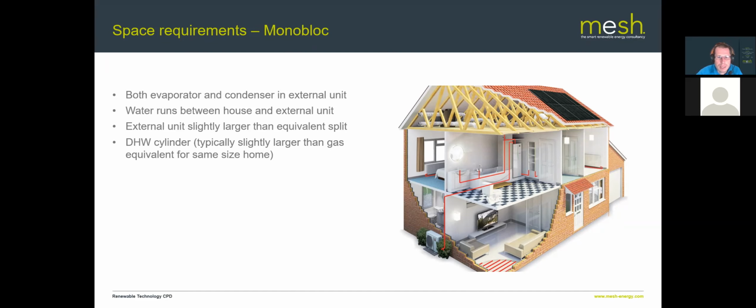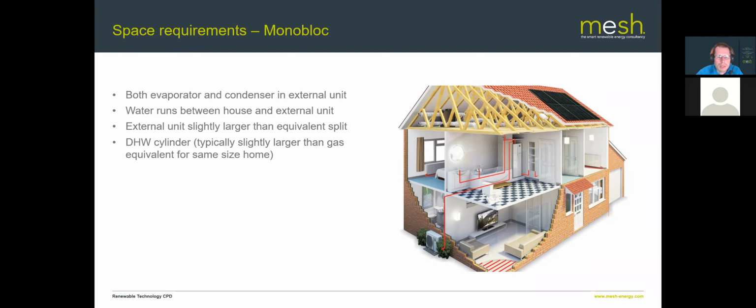The other thing to note is that because it's hot water running between the heat pump and the house, you can't site a monoblock quite as far away from the home as you can with a split system. So I'd probably say limit it to around 20 meters at the most from the house. So still a reasonable distance, and certainly more than enough to deal with any noise issues. But some people do like to tuck their heat pump right down the far end of the garden.